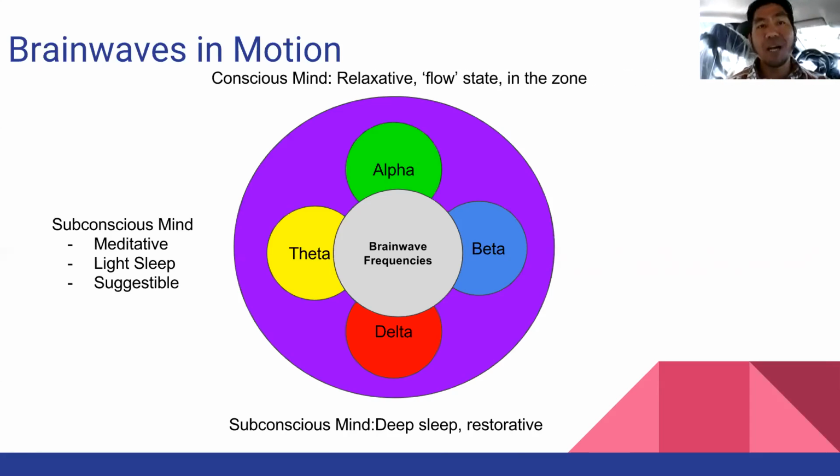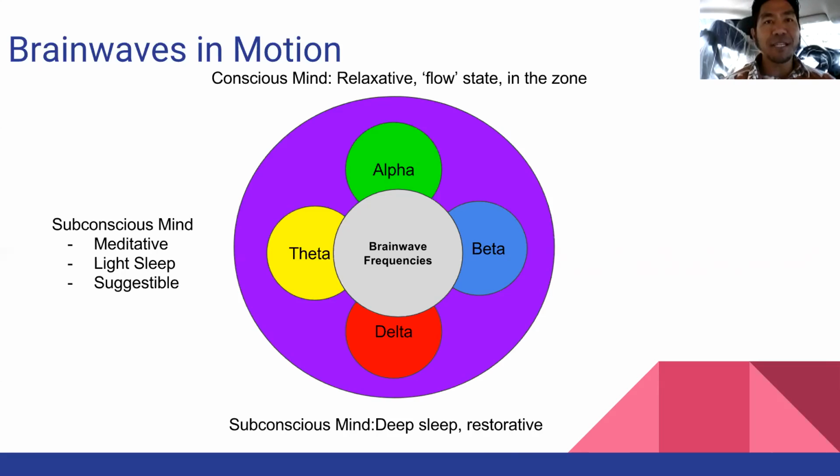Alpha, conscious mind. So it's when we're awake and aware. It's a relaxative state. It's the flow state. It's that state where things seem easy and effortless, and things just seem to happen. It's also the state of being in the zone. So when you hear about athletes being in the zone and they're on fire, they're dunking or they're kicking, and they just seem unstoppable. That's alpha.